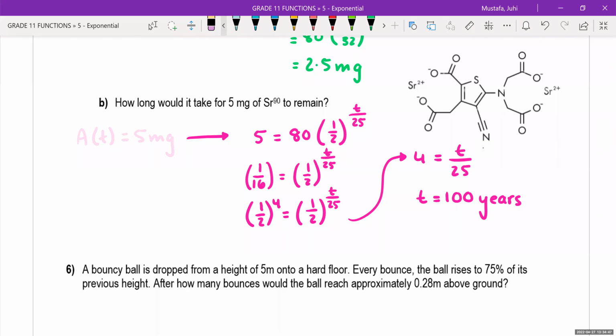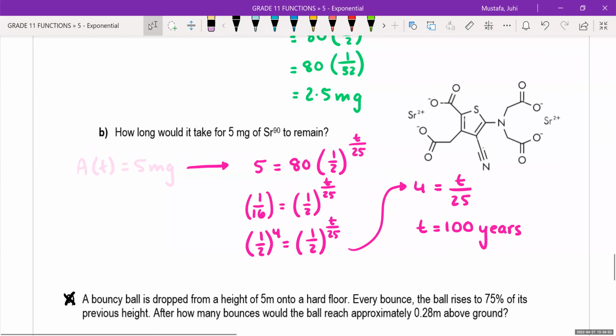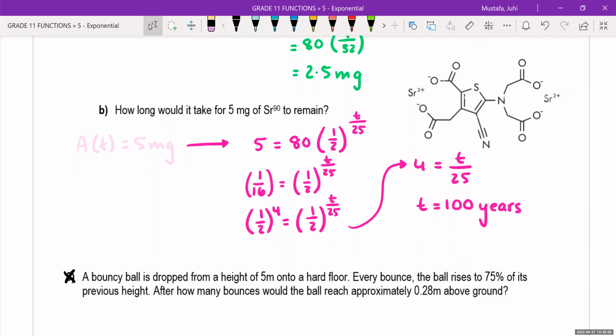You guys can cross question 6 out because we're not going to do anything with percentages. We're just going to stick to this stuff. I'm trying not to get into percentages, like percent decreases and stuff.